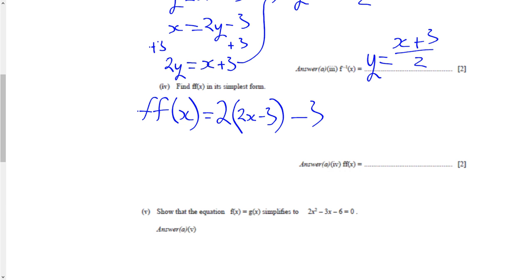And now we can just use our distributive law here. So 2 times will be 4x minus 6, and then minus 3. And then if we simplify that, that's going to be 4x minus 9.